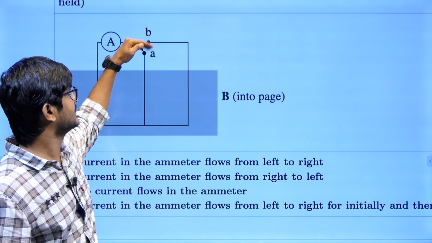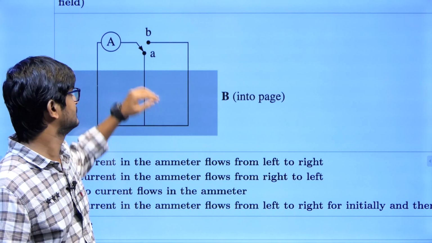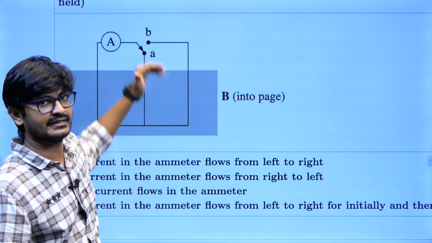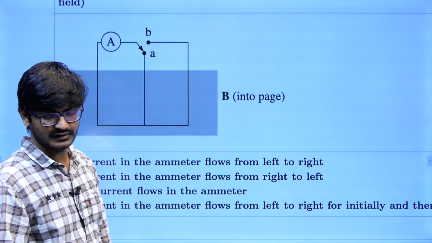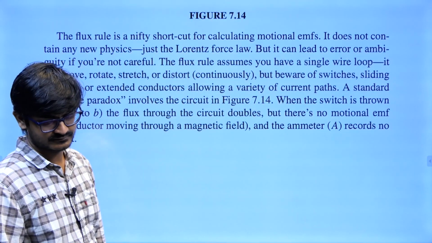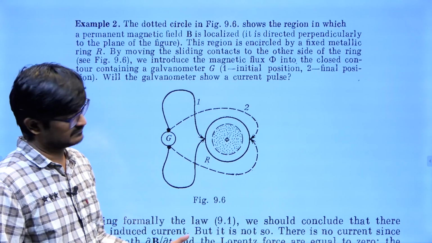Now you are moving this conductor but not in a magnetic field. There is no way the magnetic field can affect it. So there won't be any induced EMF, and there won't be any current flowing through this. Thus this is also the same example.